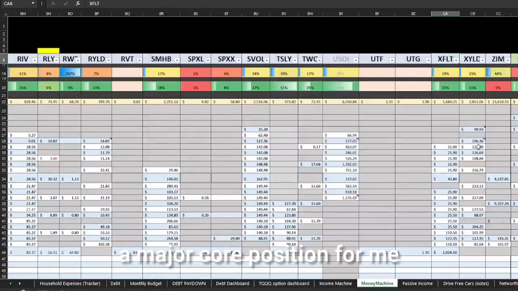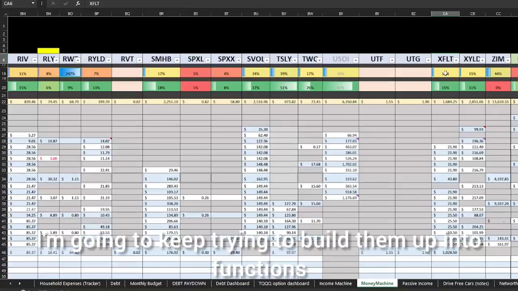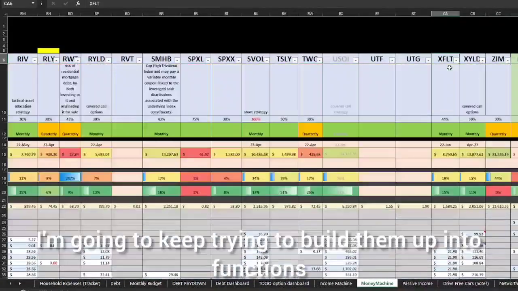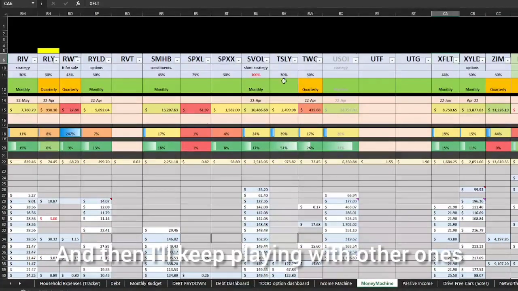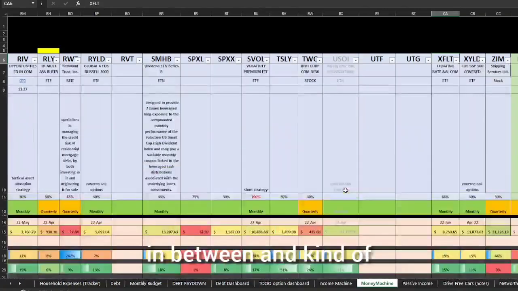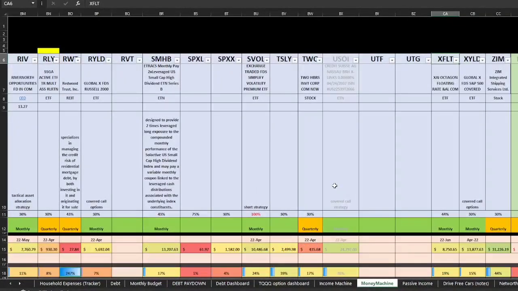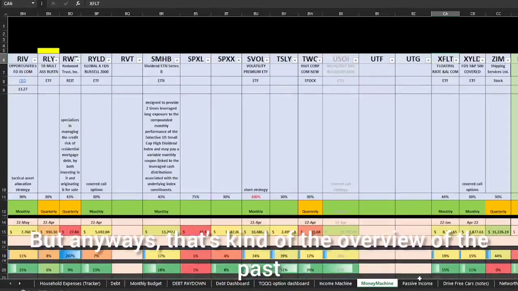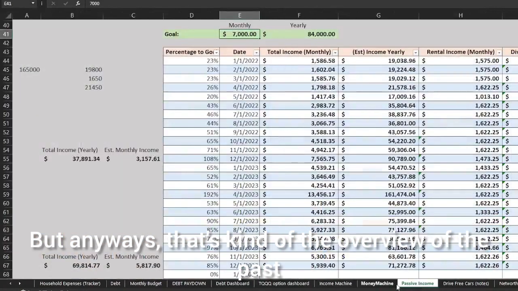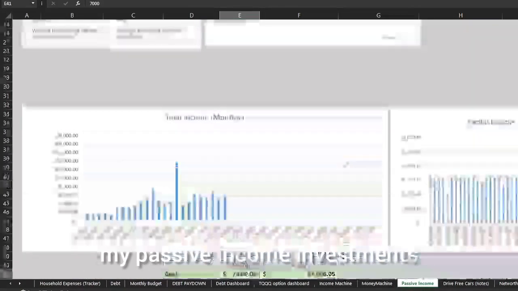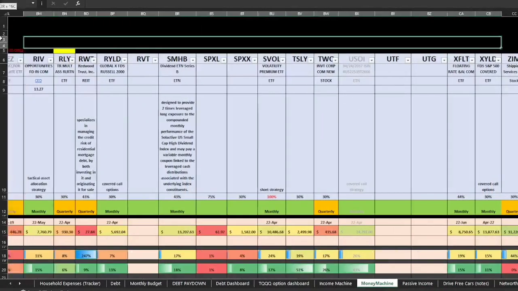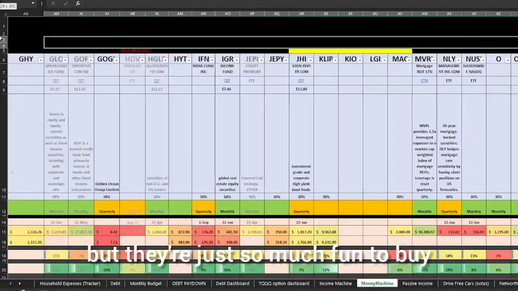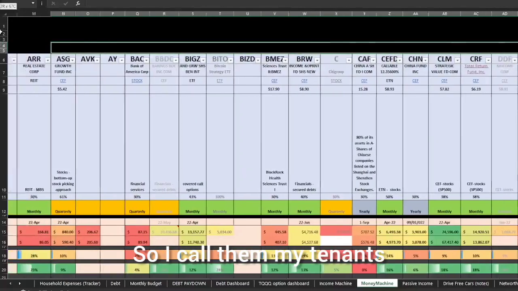So once I get to that level, I think this one will be a major core position for me, along with other ones. I'm gonna keep trying to build the major core ones up to like $100,000 or $200,000, and then I'll keep playing with other ones in between, kind of as playful stocks. But anyways, that's the overview of my passive income investments. I probably have too many funds, and I eventually need to prune. But they're just so much fun to buy. So I call them my tenants.